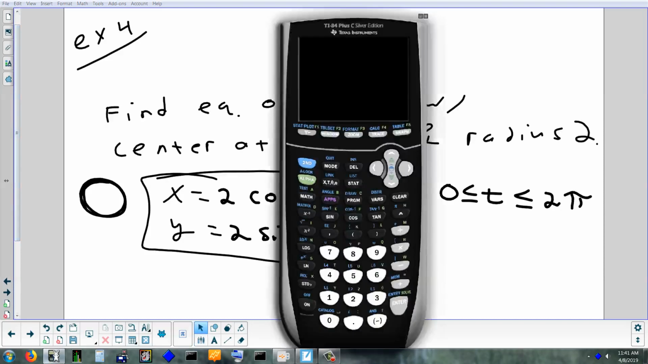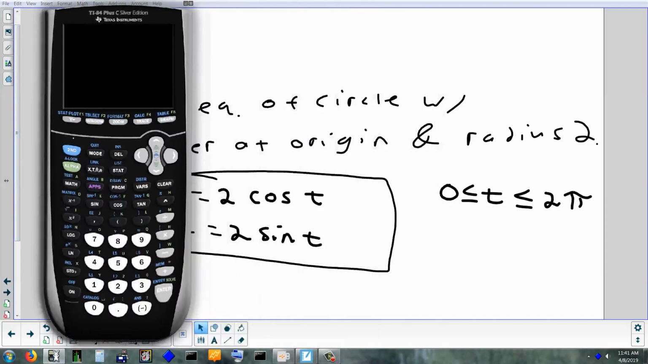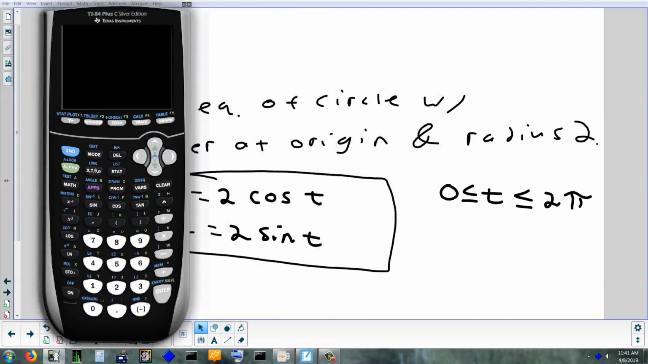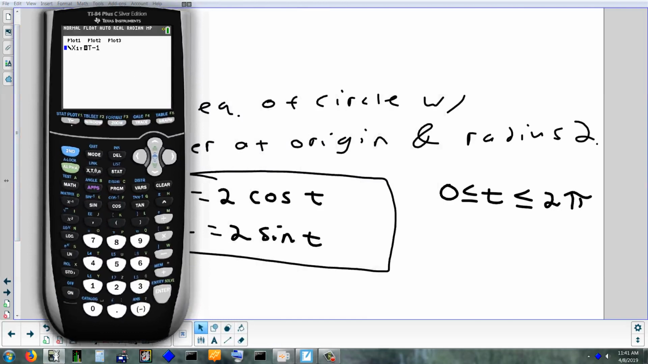Okay, let's draw this one, and this is where I'm going to point out to you what T-step does. Okay, this is a circle. So it's very important that it looks circular. You don't want it to look kind of like an octagon or something like that. You want the sides to look curved. So this is how you do it.